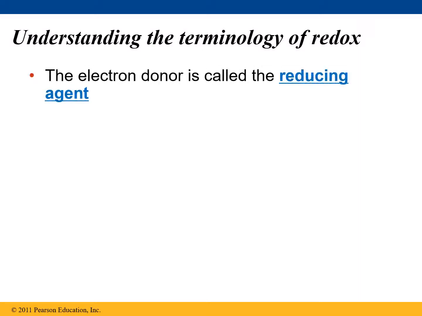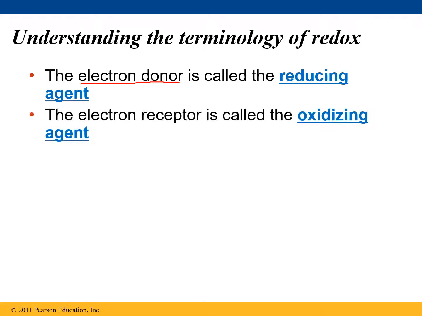All right, for knowing the terminology of redox, and this is really important just for the sake of not getting confused when you see it. The electron donor, in other words, the substance that was giving the electron, is called the reducing agent because it has reduced something else. The electron receptor is called the oxidizing agent.